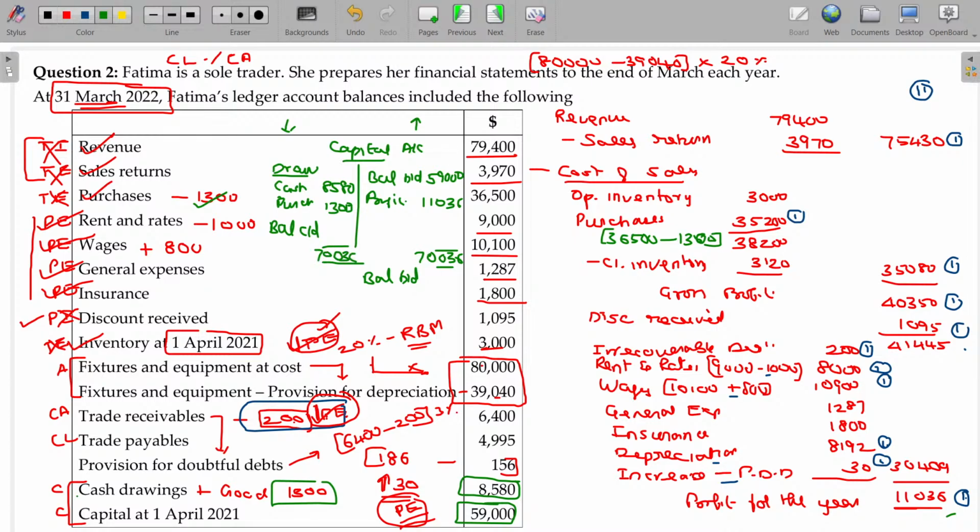70,036. Balance carried on being 60,156. You have to rewrite to the other side, 60,156. How is the mark allotted in this case?